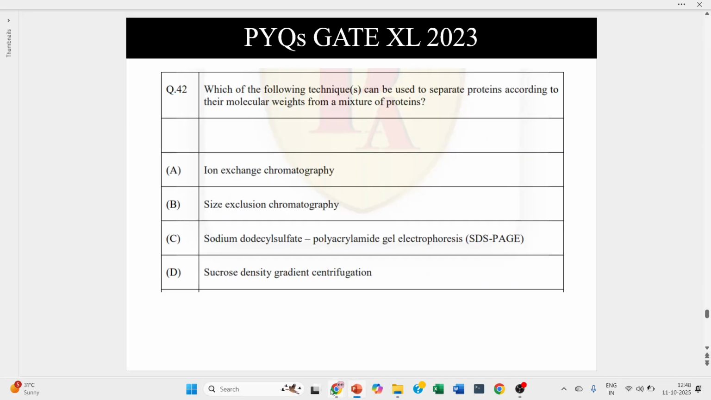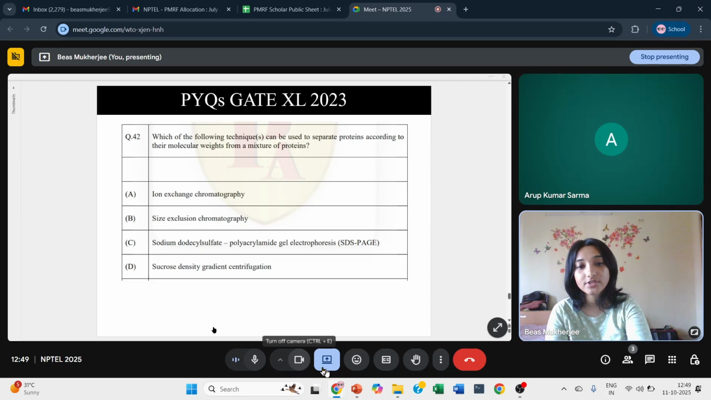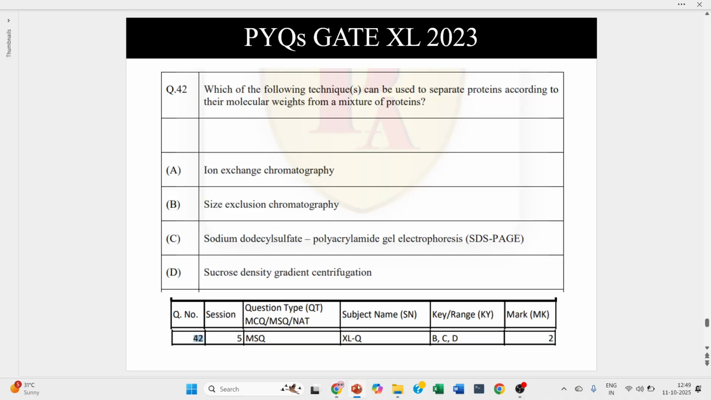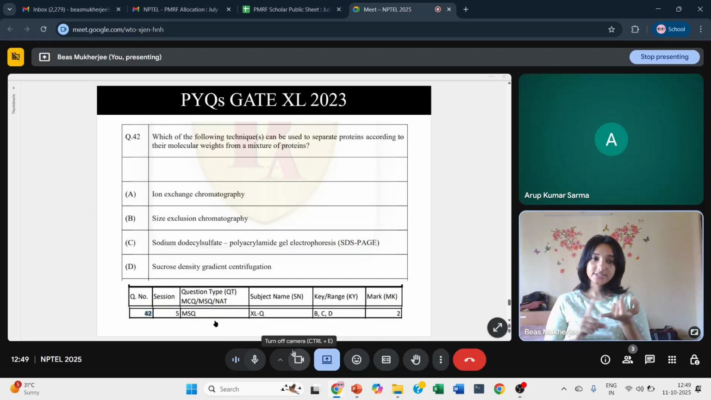Now we will come to the next one. Which of the following techniques can be used to separate proteins according to their molecular weight from a mixture of proteins? According to the molecular weight. Of course, you know there are different methods that you're familiar with. The right answer is B, C, and D. Size exclusion chromatography, SDS-PAGE, and sucrose density gradient centrifugation are all useful methods for separation of proteins based on their molecular weight.